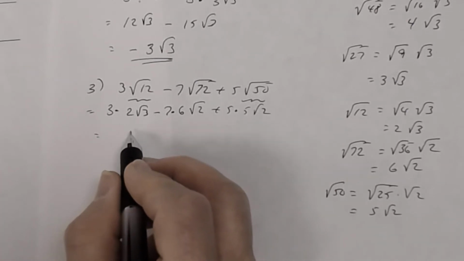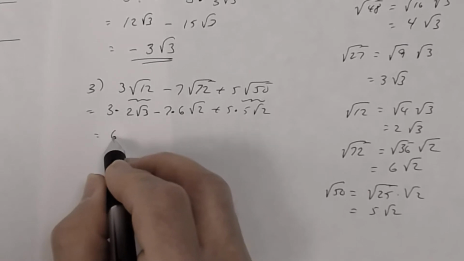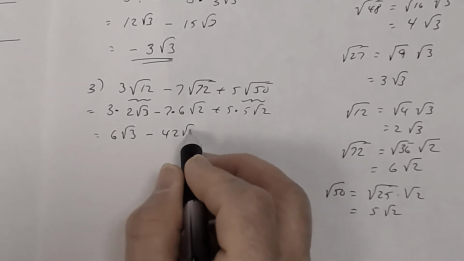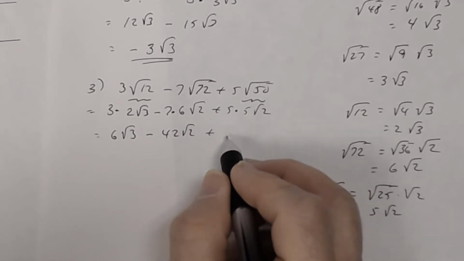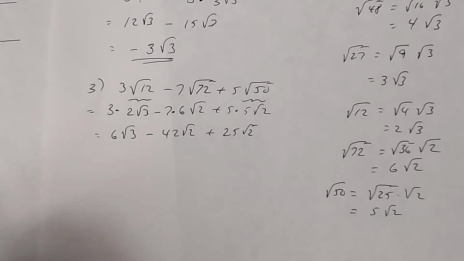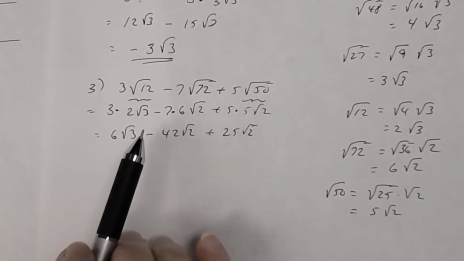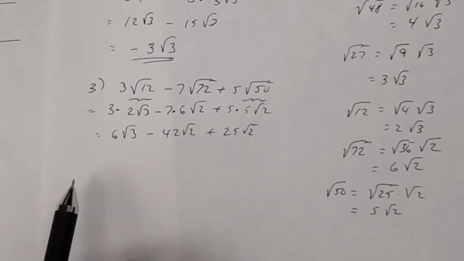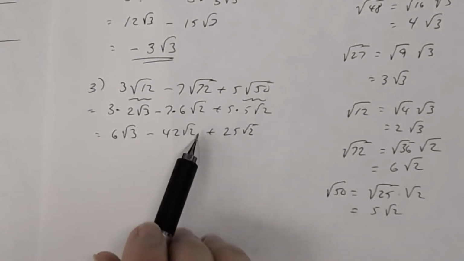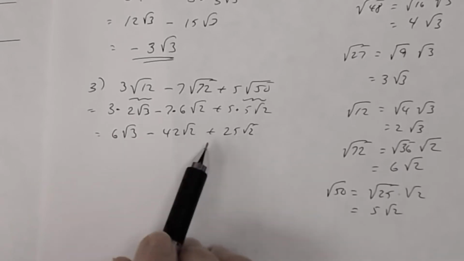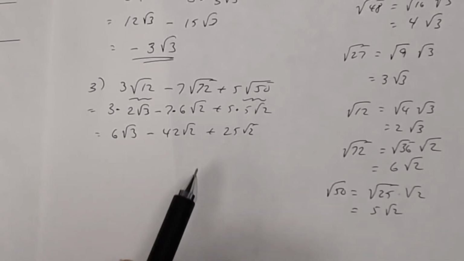3 times 2 square root of 3 is 3 times 2 is 6. So that's 6 square root of 3. Minus 7 times 6 is 42 square root of 2. And then plus 5 times 5 square root of 2 is 25 square root of 2, right? Okay, now look at this. First of all, ask yourself, can I simplify this any further? No. Now, which of those are like terms? These, because those both have square root of 2's. Square root of 3, that's not like terms with these.